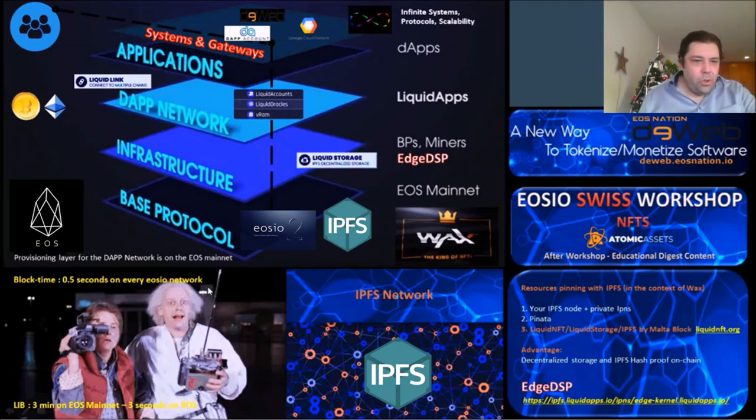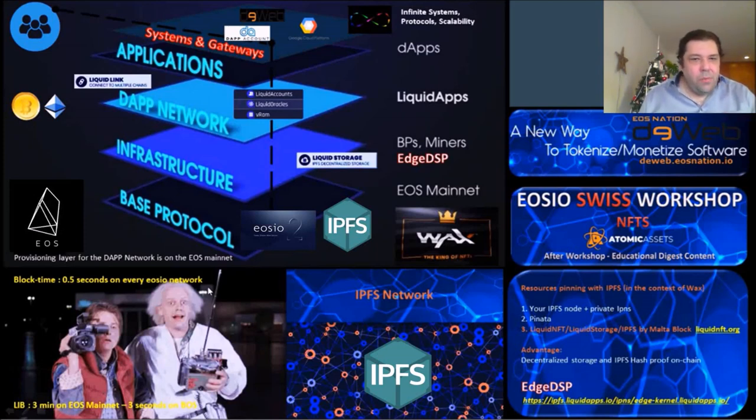You have the base protocol on the bottom that supports the EOSIO open source software, and the EOSIO open source software is implementing the protocol that supports IPFS. And you see there is the EOS mainnet running here. We need the EOS mainnet because the provisioning layer for the Dapp network is the EOS mainnet.